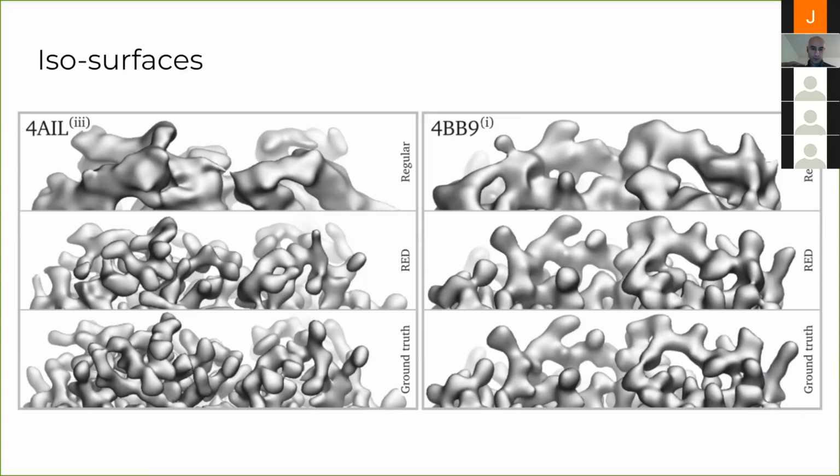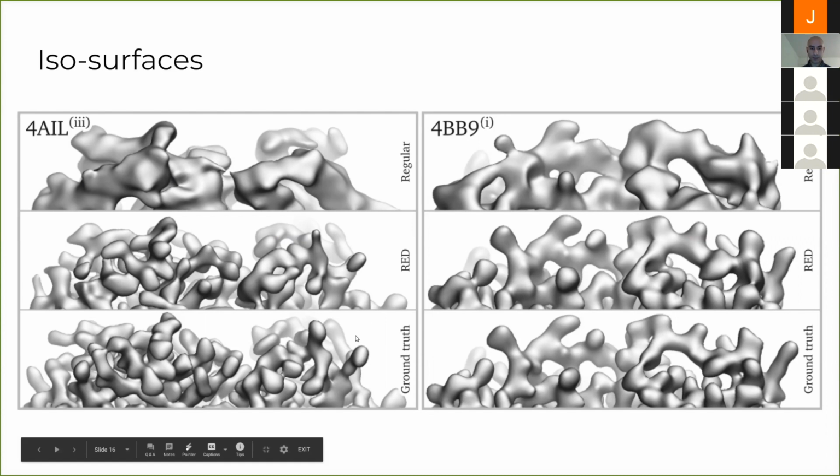And also, a bit more close up, are isosurfaces. This would be the ground truth for two different reconstructions. The top row is the regular Relion reconstruction. The middle one is regularization by denoising, and the bottom one is ground truth, and we see that we get pretty close.